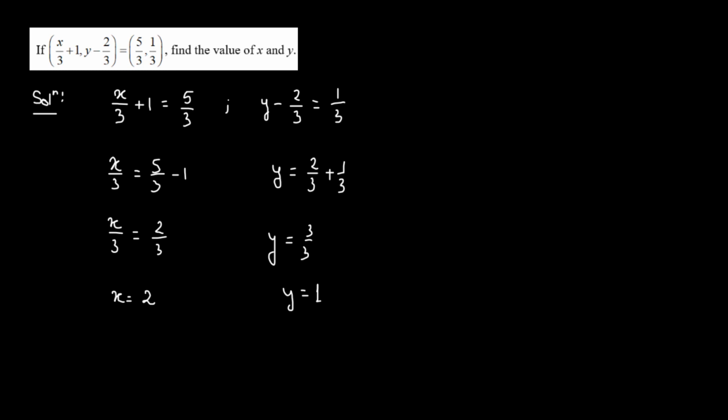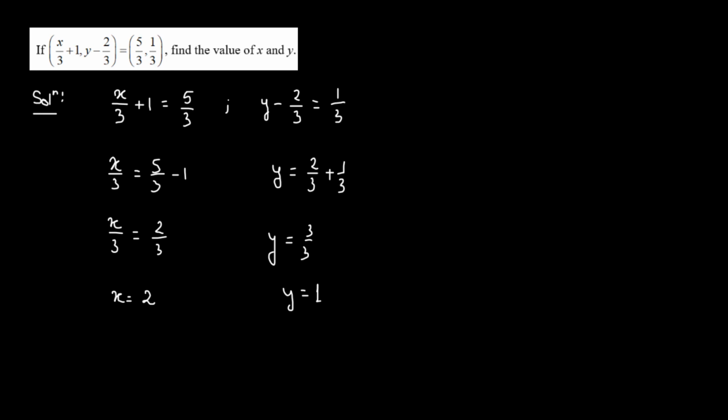So anyways, we can go ahead and substitute the value of 2 into our given equations on the left hand side. So we have x is 2, so 2 over 3 plus 1, which is 5/3. So that is equal to the abscissa of the right hand side. Then we can substitute for y by 1. Then 1 minus 2 over 3 is going to give us 1/3, which is equal to the ordinate of the ordered pair on the right hand side. So this is how we find the value of x and y using equality of ordered pairs.